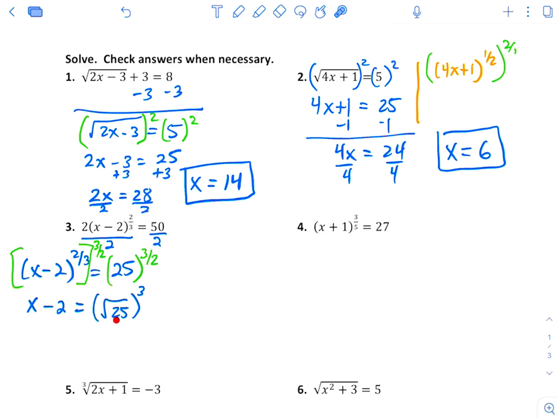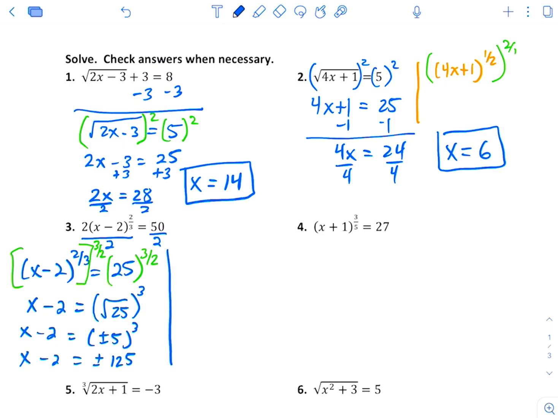Now, when we wrote this in, when I take the square root of this, I have to remember to include both the positive and the negative answer. So this will be plus and minus 5, and then I would need to cube that. So x minus 2 is going to equal plus and minus 125.